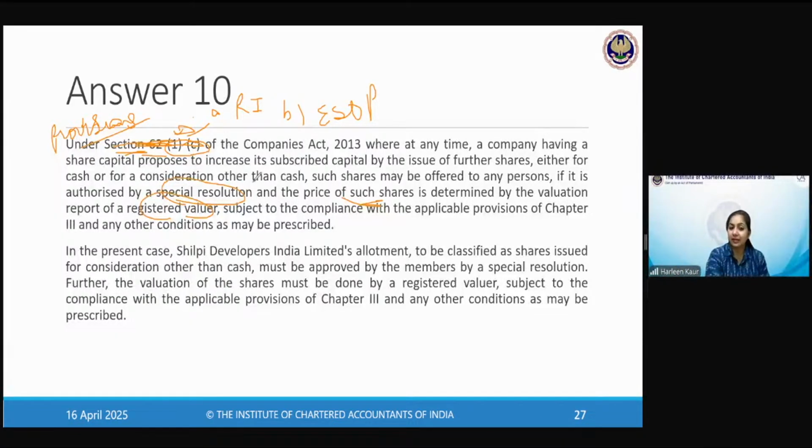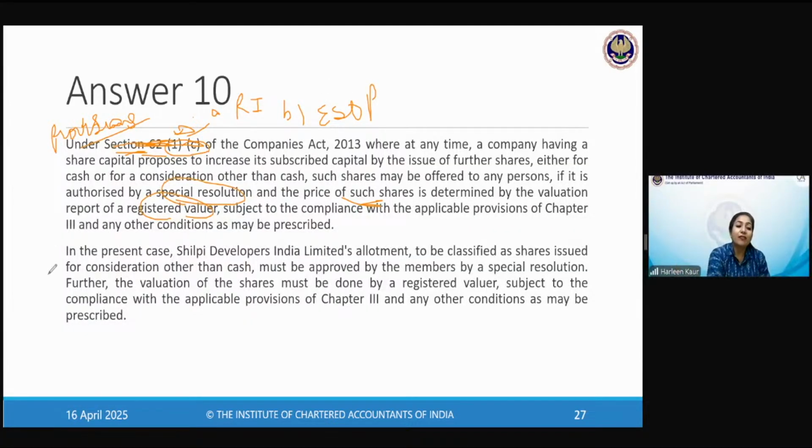So number one, SR needs to be passed. Price will be determined by the registered valuer's value. So this is your provision where you want to increase the share capital by offering the shares for cash or otherwise. Yes, absolutely, Varsha, according to the relevant provision of the Companies Act. Absolutely correct line. Okay.